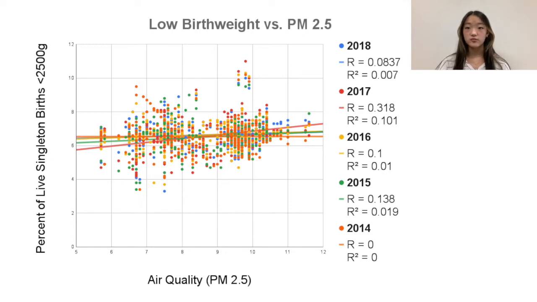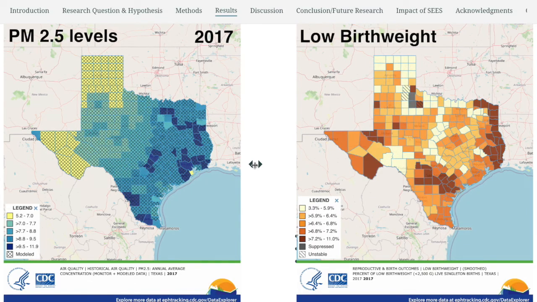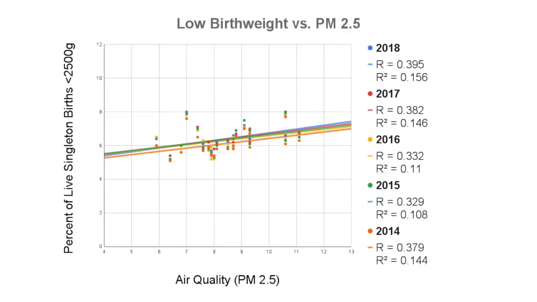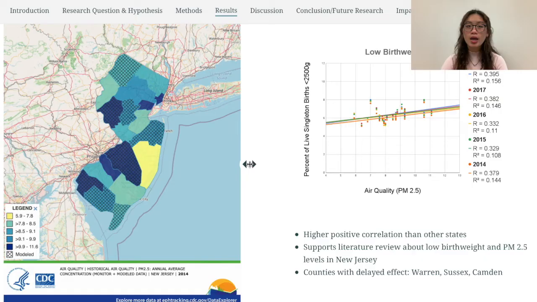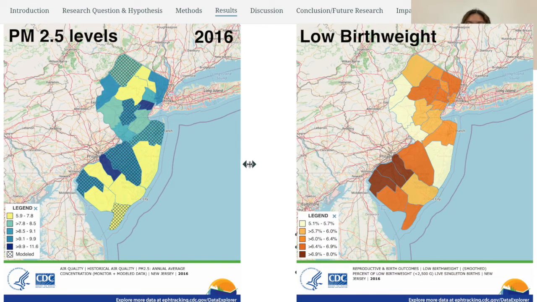As seen in the scatter plot, there are weak positive correlations between low birth weight and PM 2.5 levels, though some exceptions are in Hemphill, Wheeler, and Kennedy counties. The R and R squared values demonstrate that the positive correlation between percent low birth weight and PM 2.5 levels is higher for New Jersey than for the other two states. This actually supported our literature review, as one of the articles we read focused specifically on the link between these factors in New York and New Jersey.